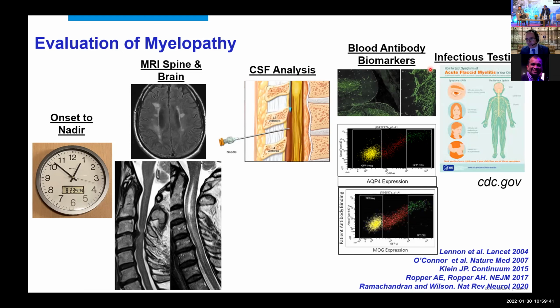And then infectious testing is going to be important. In the United States, in the Colorado region, we've had outbreaks of acute flaccid myelitis in association with enterovirus infections, and there may be other infections endemic in Sri Lanka that might be important to think about. So this is the general approach, and we'll focus in mostly on these first two sections through this talk.